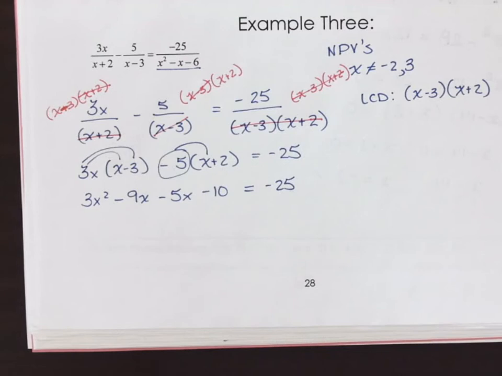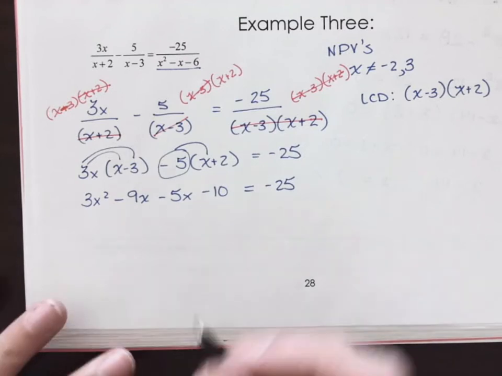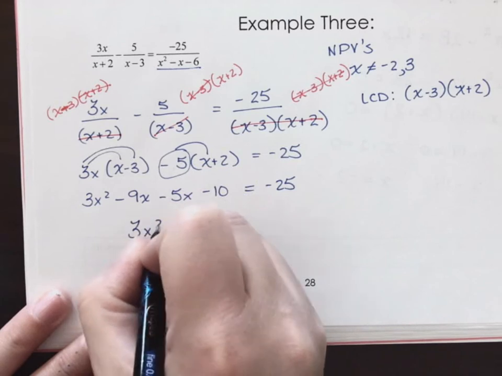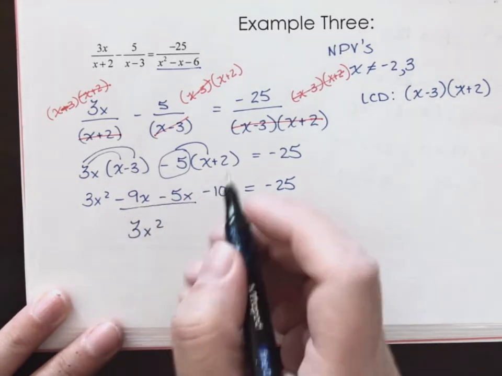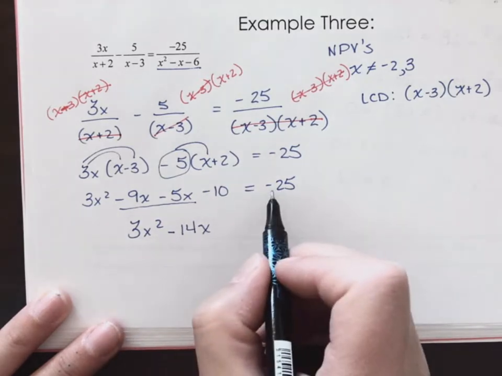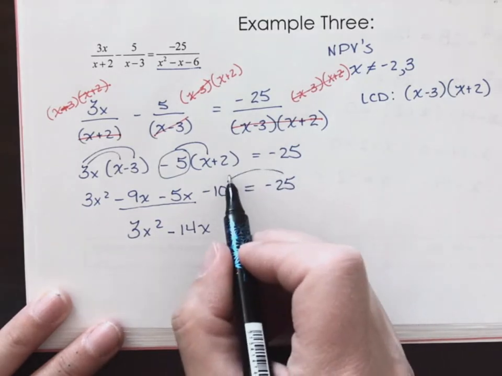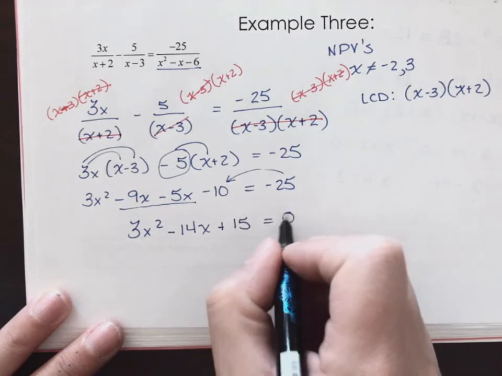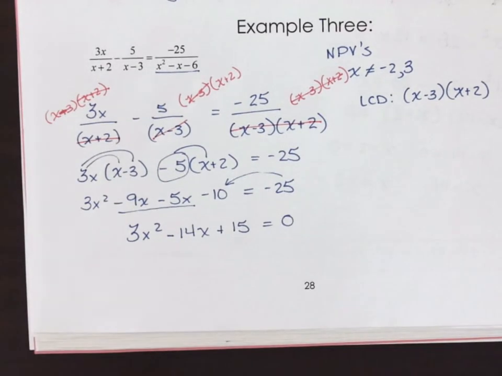I got an x squared, so I know I'm going to have to factor. So I'm going to have 3x squared. Combine those, so that's going to give me a negative 14x. And then bring this to the other side, so it changes to positive. So I'm going to have a plus 15. I skipped a few steps there showing you what to do, but it'll all work out.